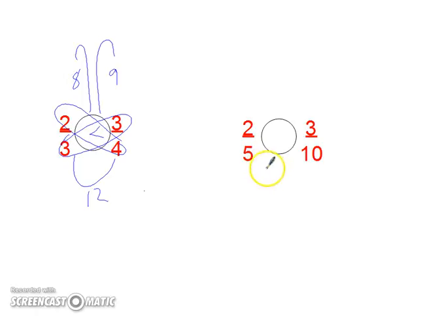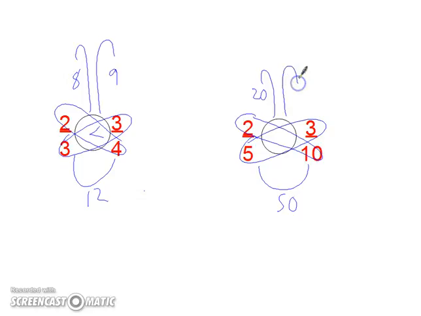Coming over here, first step, 5 times 10 is 50. So that's going to be my denominator for both of them. 2 times 10 is 20. And 3 times 5 is 15. 20 is larger than 15, so 20/50ths is larger than 15/50ths. 2/5 is more than 3/10.